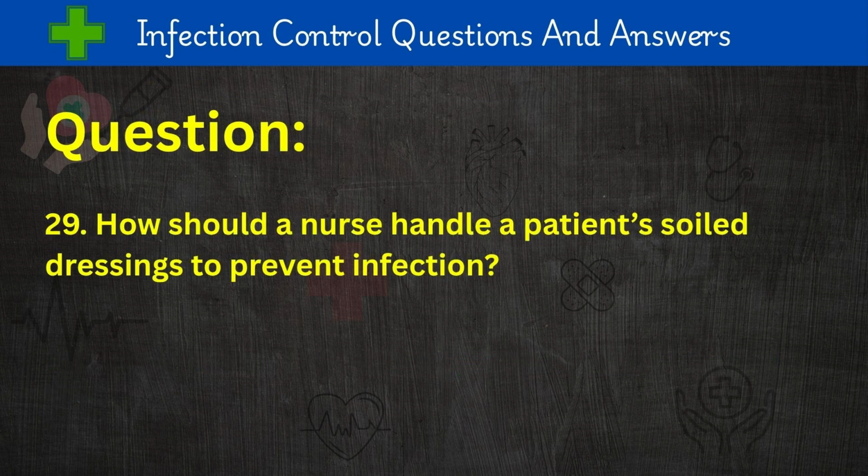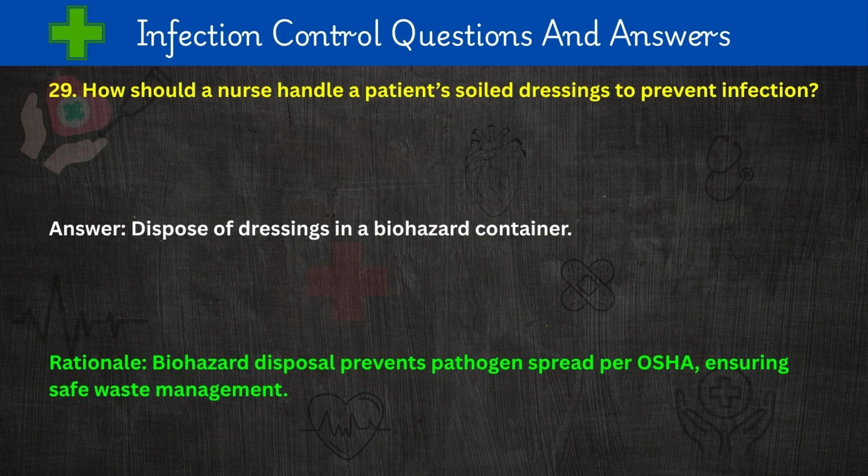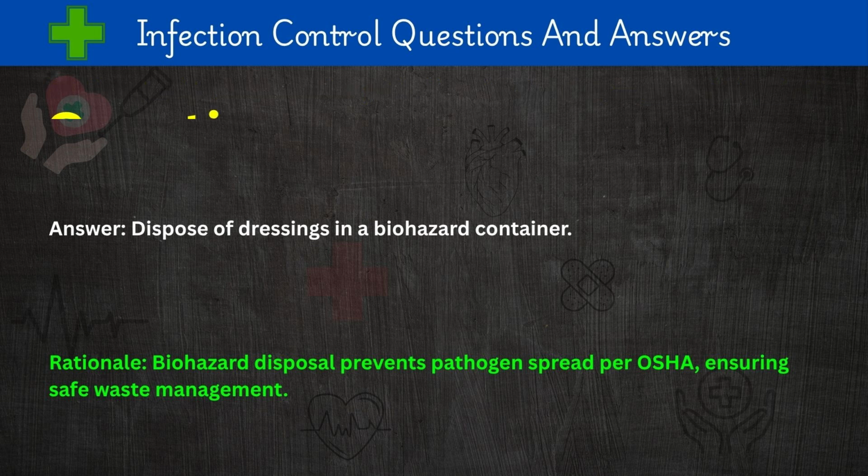29. How should a nurse handle a patient's soiled dressings to prevent infection? Answer: dispose of dressings in a biohazard container. Rationale: biohazard disposal prevents pathogen spread per OSHA, ensuring safe waste management.